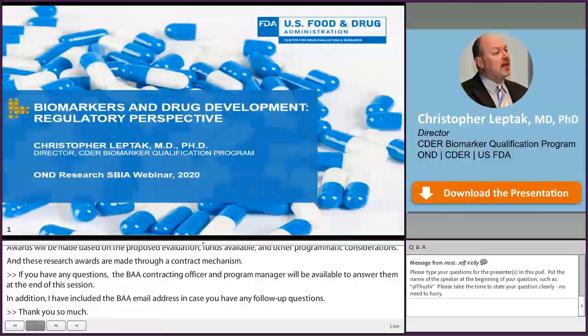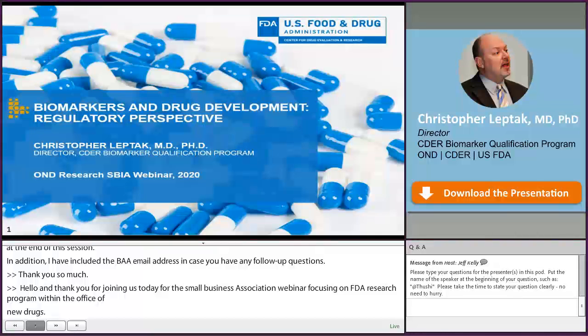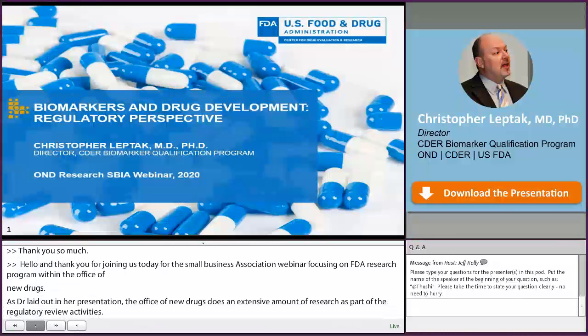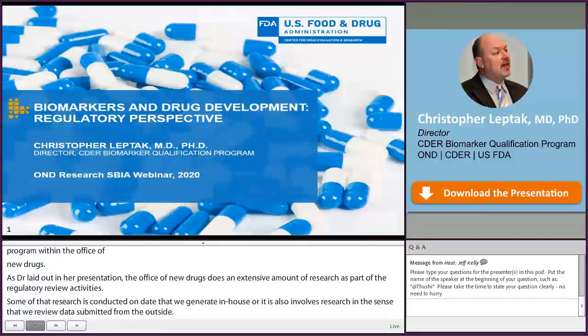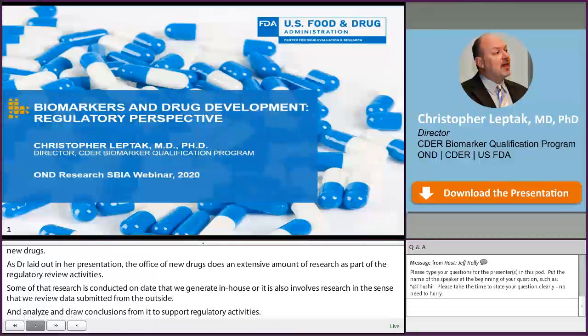As Dr. Laura Jaeger has laid out in her presentation, our office, the Office of New Drugs, does an extensive amount of research as part of our regulatory review activities. Some of that research is conducted on data that we generate in-house, or it also involves research in the sense that we review data submitted from the outside and analyze it and draw conclusions from it to support our regulatory activities. My name is Chris Leptak, and I'm the director of CDER's Biomarker Qualification program. I'm going to spend the next few minutes highlighting how we use data to generate information to support a biomarker's use in clinical drug development.